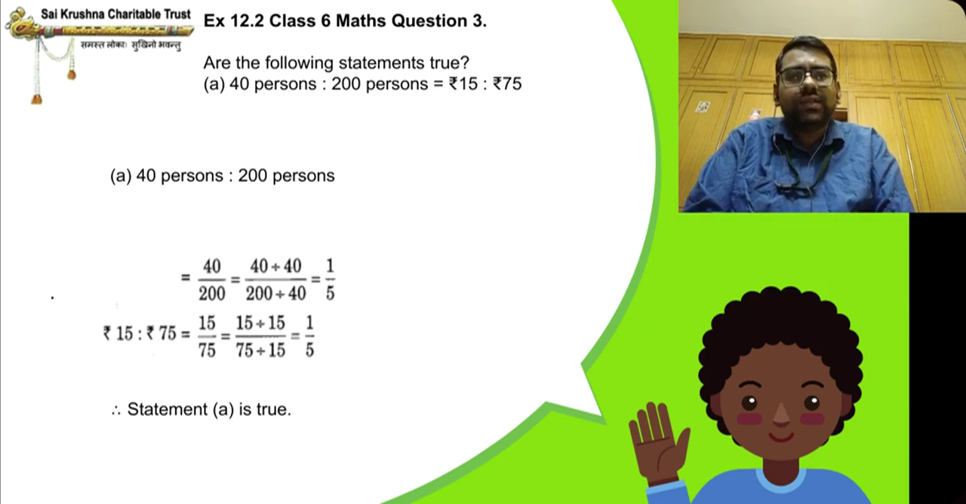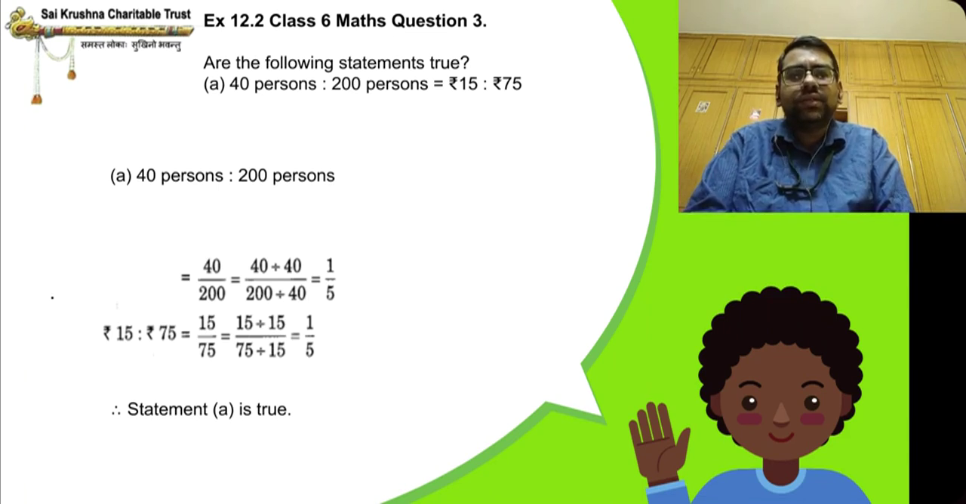Are the following statements true? 40 is to 200 equal to rupees 15 is to rupees 75. 40 is to 200 can be written in fraction as 40 divided by 200. We'll divide numerator and denominator by 40. Why? Because 40 is the HCF of 40 and 200. I'll get 1 by 5.